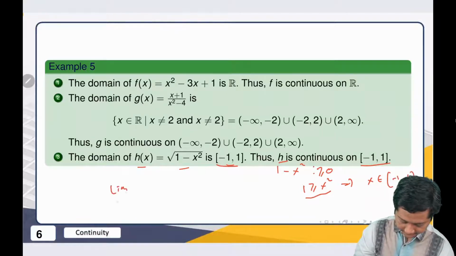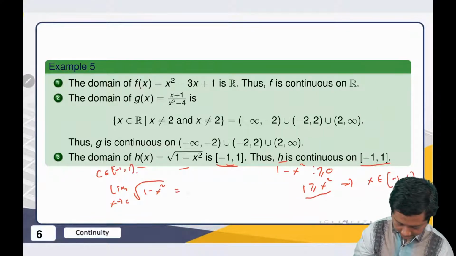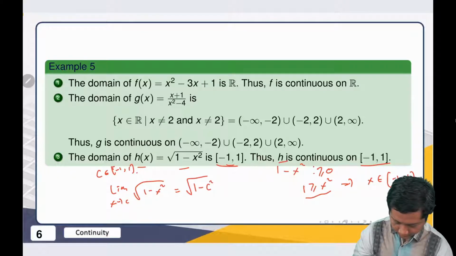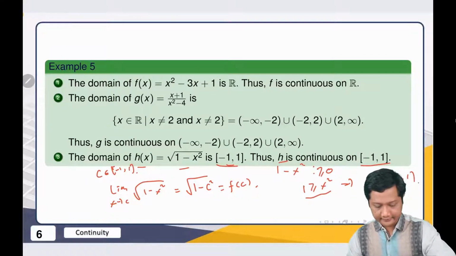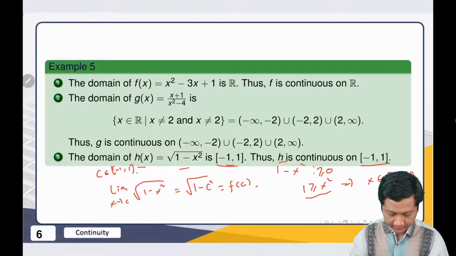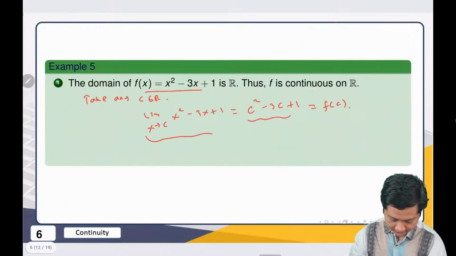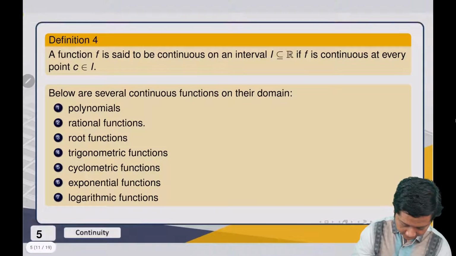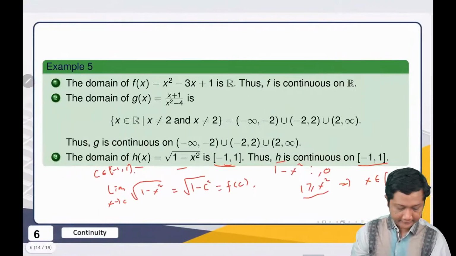If we check the limit as x approaches c, with c in [-1, 1], then we have the square root of 1 - c^2, and this one is h(c). So there are some examples of continuous functions: the first one is a polynomial, the second one is a rational function, and the third one is the square root function. So we can see here root, rational and polynomial functions for the first three examples.